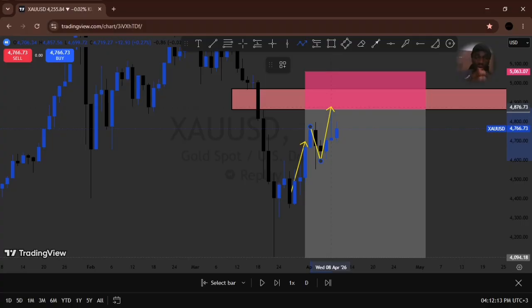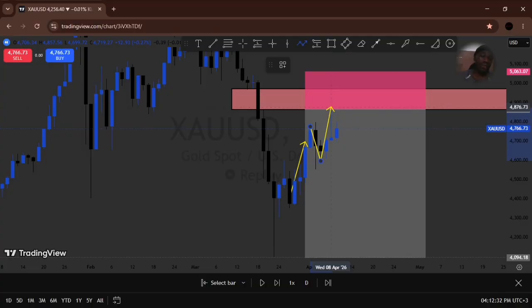A rejection candle means that buyers are rejecting higher prices, and also sellers are starting to gain momentum in the market. So what does this signal indicate? It indicates future sales.